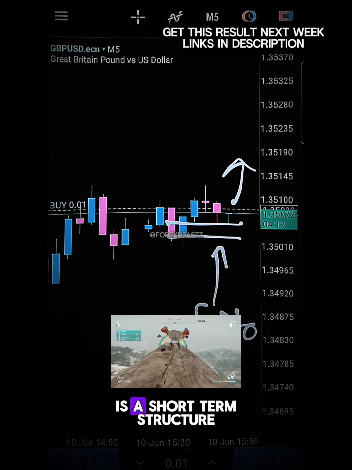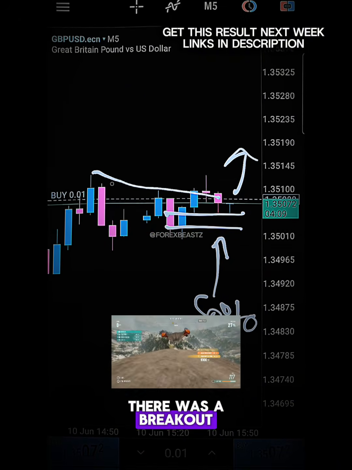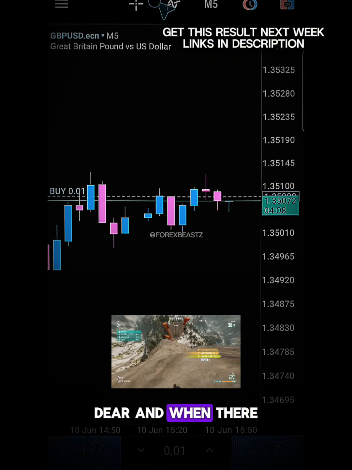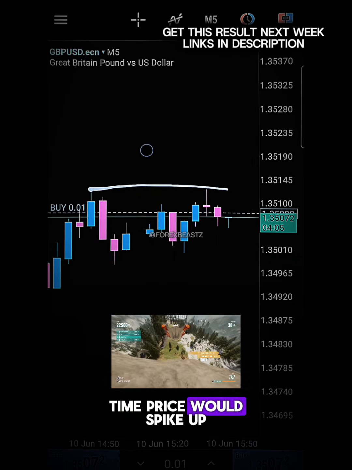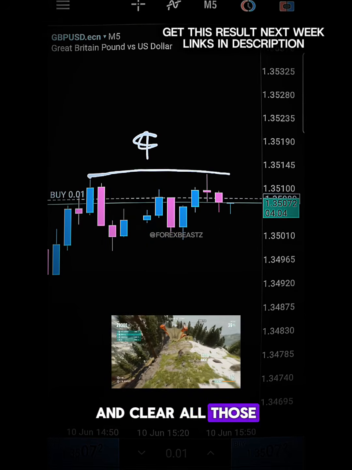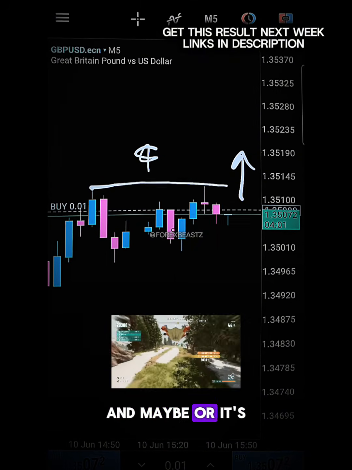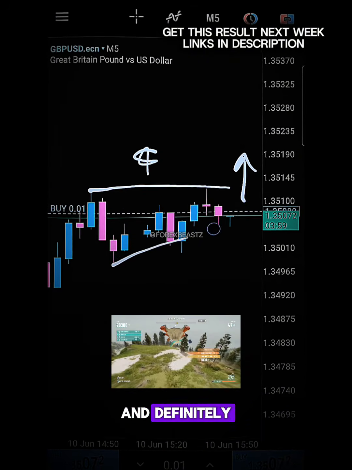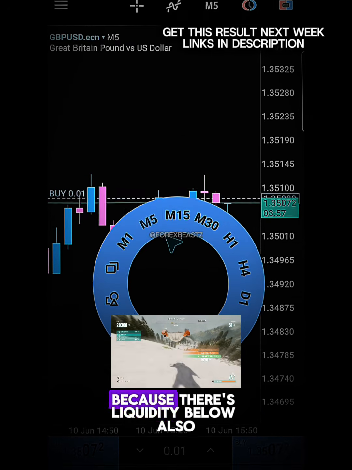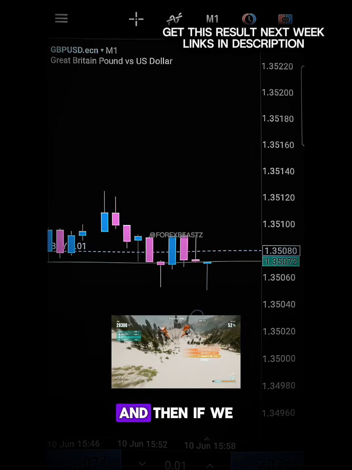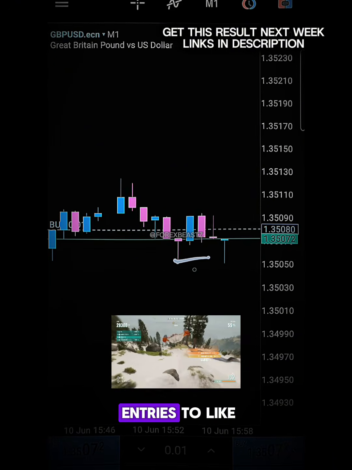That's it. This is a short-term structure, and for this short-term structure, you can see that there was a breakout of that trend line there. And when there's a breakout of a trend line, at any moment in time, price would spike up and clear all those liquidity at those highs there. And maybe, or it's not even maybe, definitely it's going to come down to take out that low, because there's liquidity below also.